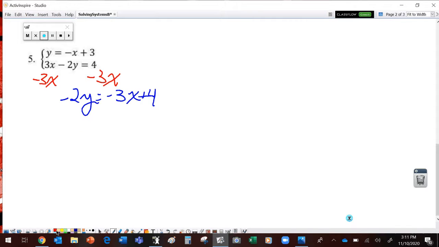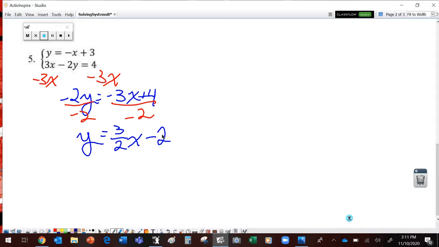Now, we got to get y all the way by itself. So next up, we'll divide both sides by -2. And that will give us y all by itself, and y equals -3 divided by -2 is a positive 3 halves x. Positive 4 divided by -2 is going to be -2. So we have our two equations, and we want to graph them both.